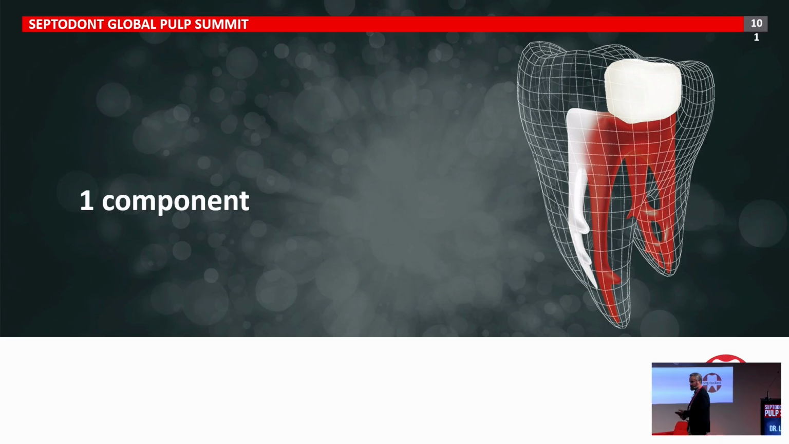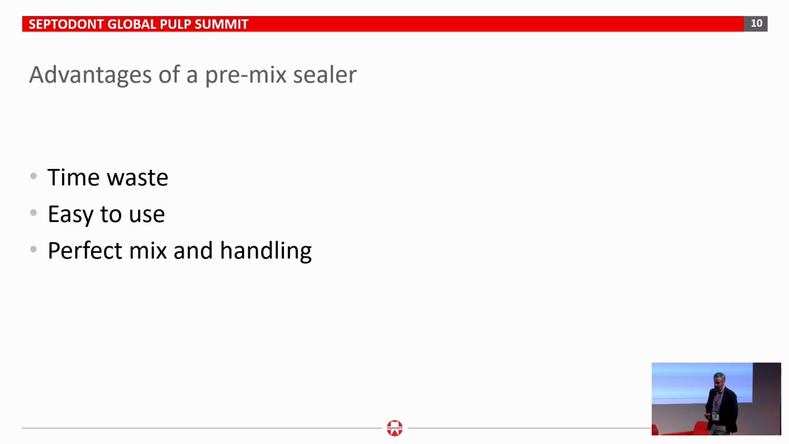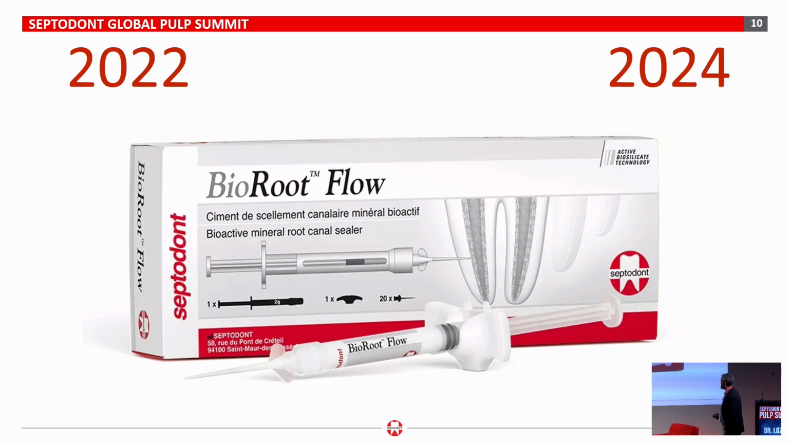And on the other hand, we have the one component material. The one component material has some advantages because it's a premix sealer. We save time, it's easy to use, the mixing is perfect, and the handling is very easy. And we have in the market a new BioRoot Flow. Last year it was launched in Europe, and 2 years ago in the United States. This is very similar to the BioRoot.